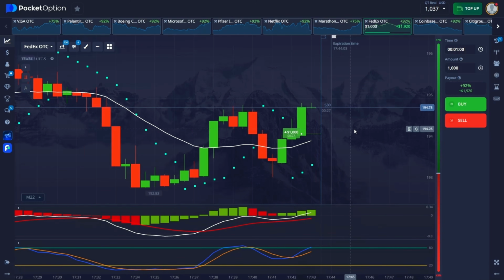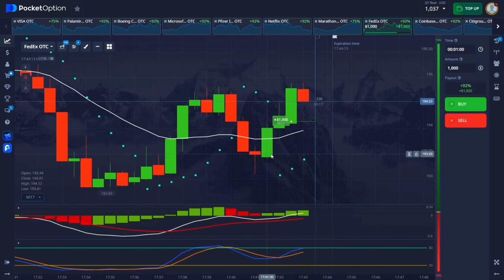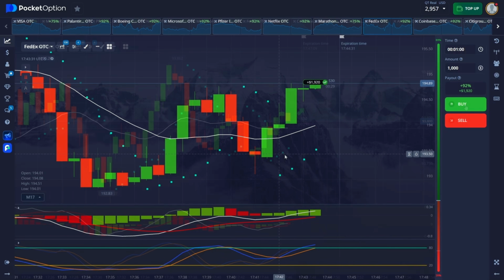FedEx is looking really nice today, I'm not going to lie. I've been observing FedEx earlier before I started trading, but always make sure that your indicators are giving you the right signals. All indicators should line up before taking a trade. Don't take a trade if one is giving you an off signal. Always make sure you think about this before taking a trade.